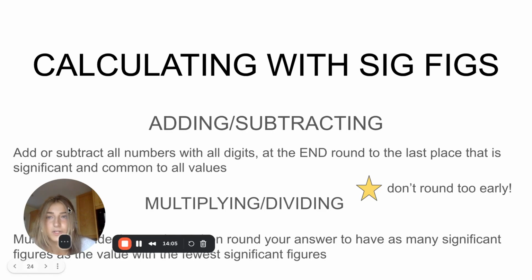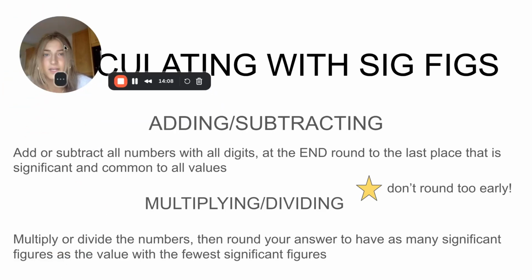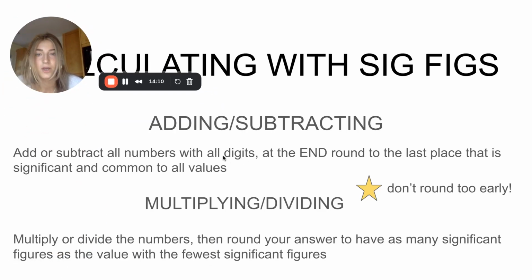Okay, this is a wordy slide, I'm sorry. Calculating with sig figs. There's a difference when you're adding and subtracting versus when you're multiplying and dividing. For adding and subtracting, you want to add or subtract all the numbers using all of their digits, so not rounding early, only rounding at the end. And then at the end, you want to round to the last place that is significant and common to all values.